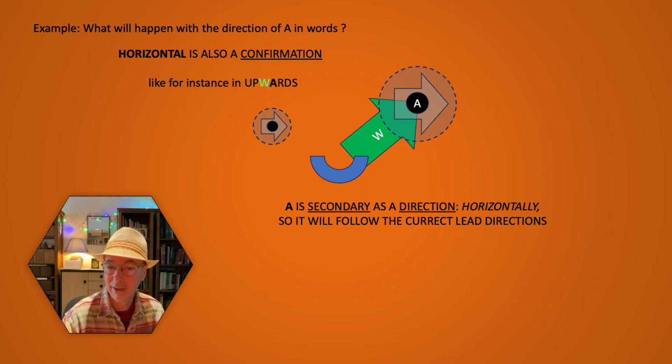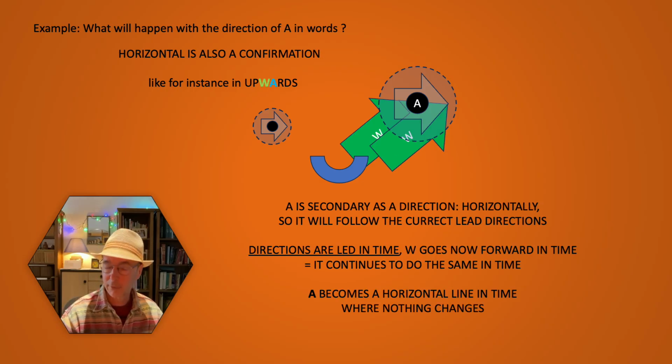But we know A is mostly about a position, and in the background of that position there is a horizontal direction. What will this horizontal direction need to do? It will have to follow the leading directions. What will it do then in comparison to the W? It will not change its horizontal direction, but it will have to follow it by the leading directions. So what does that mean?